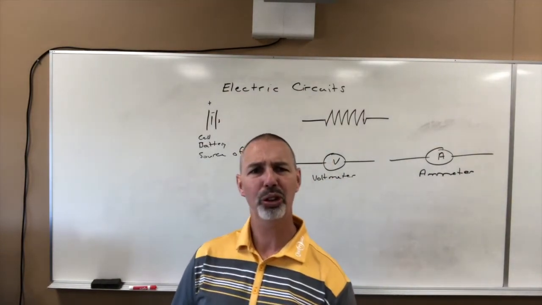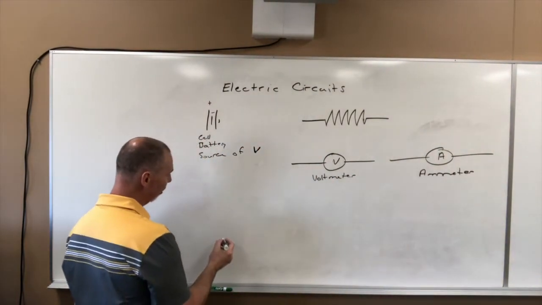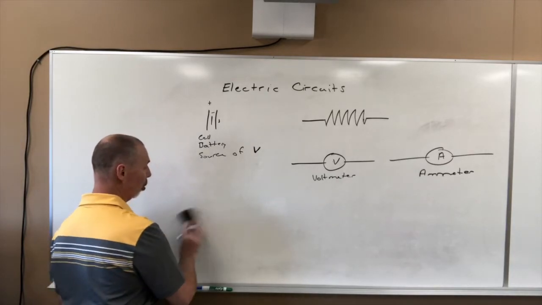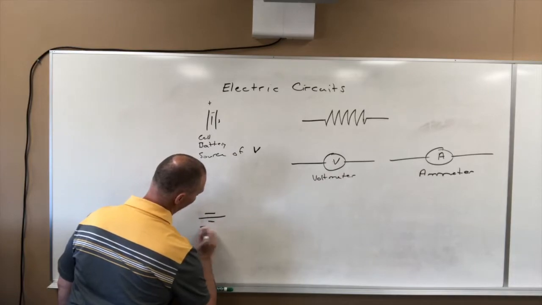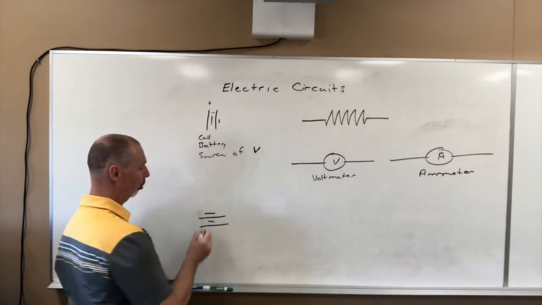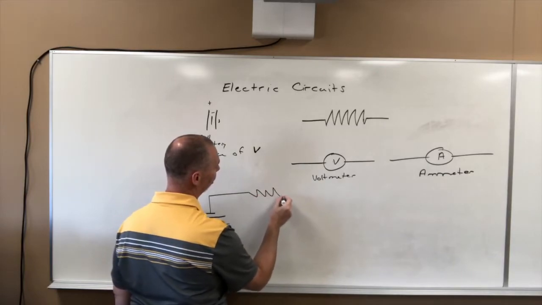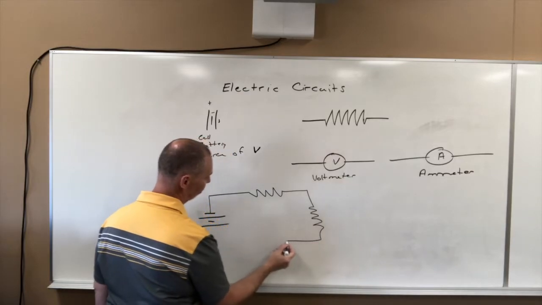All right, so those are the symbols we're going to use. A typical circuit then might look something like this. I drew that wrong. Let's do it this way. We're going to have short line, long line. So here I've got a source of electric potential, a wire coming out of it. We put a resistor here. Let's put a resistor here. And one more here.